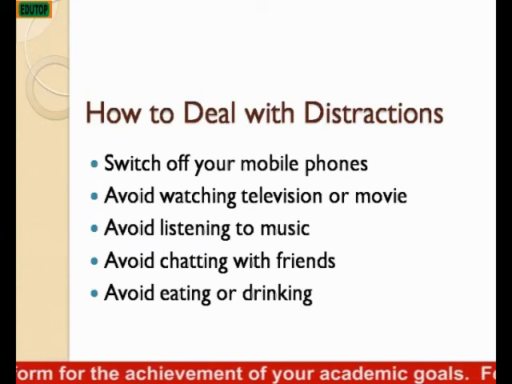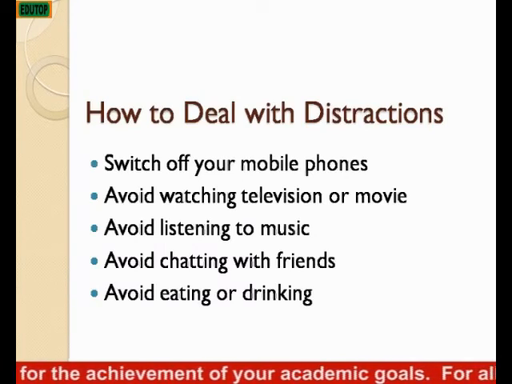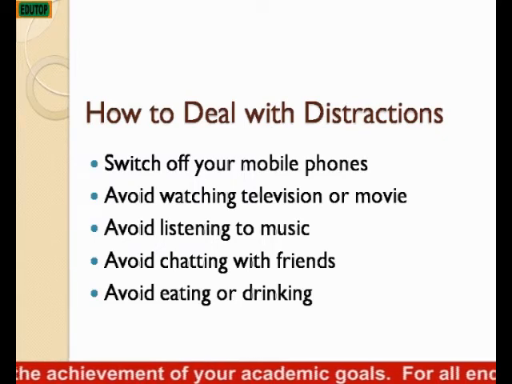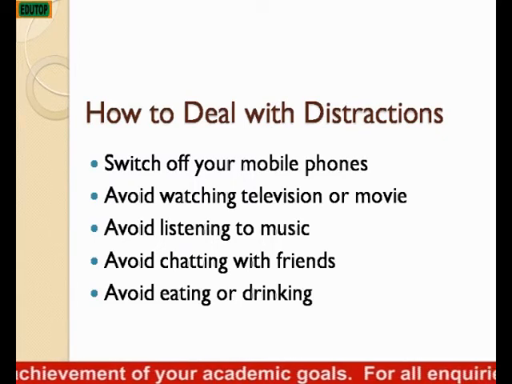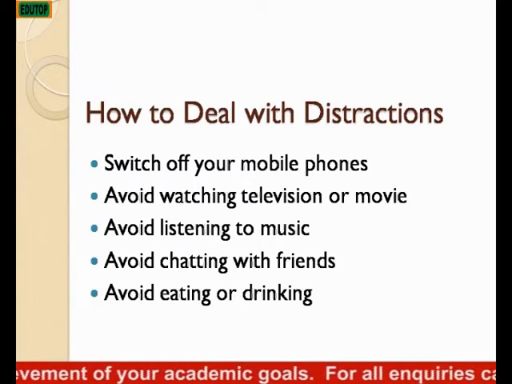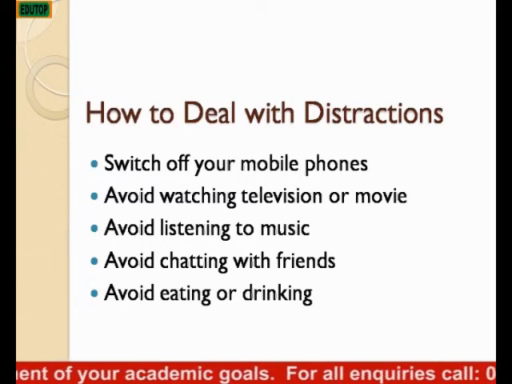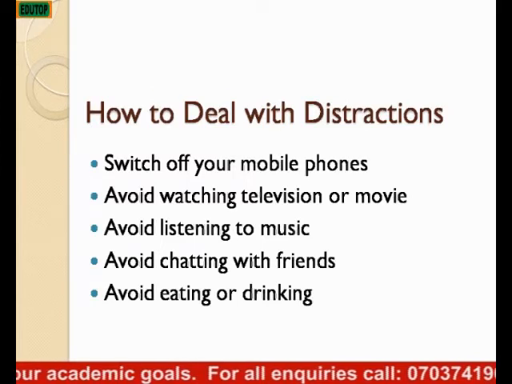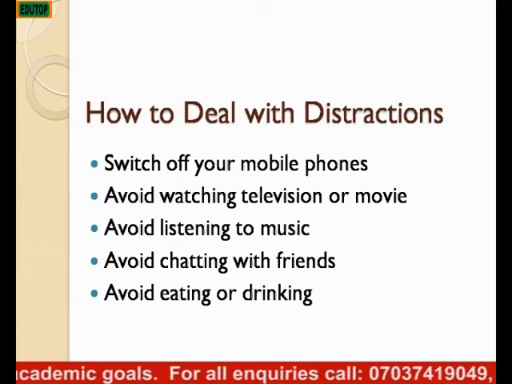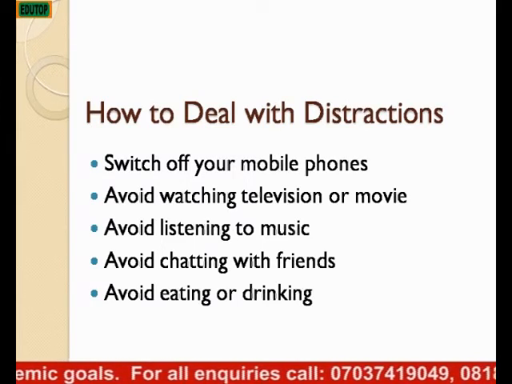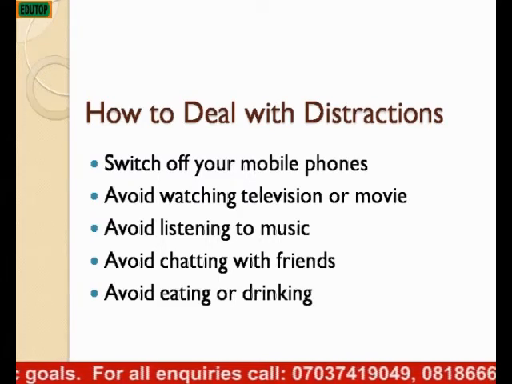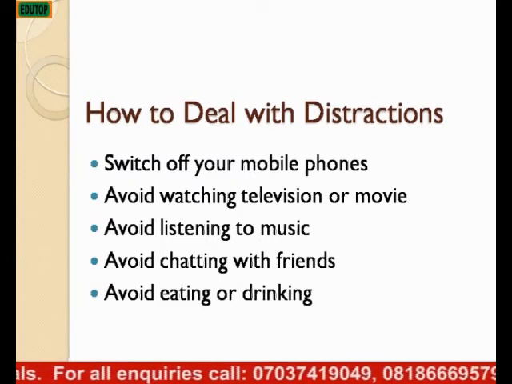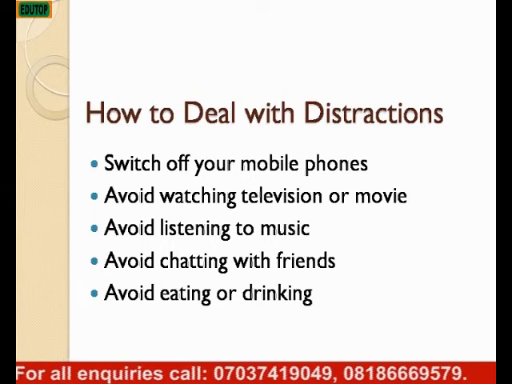How do we deal with distractions? Distractions can be dealt with by switching off your mobile phones. You avoid watching televisions or movies. You can do that by avoiding listening to music, avoid chatting with friends, and avoid eating or drinking. So if you can avoid all these, you discover that you won't be distracted when you are reading.